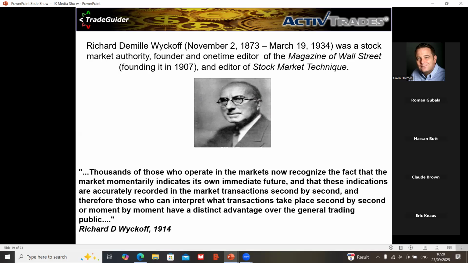And he said in 1914, thousands of those who operate in the markets now recognize the fact that the market momentarily indicates its own immediate future, and that these indications are accurately recorded in the market transactions second by second, and therefore those who can interpret what transactions take place second by second or moment by moment have a distinct advantage over the general trading public. Think about that.